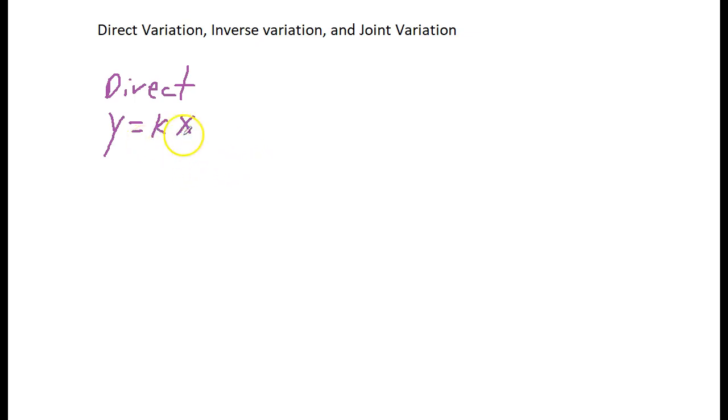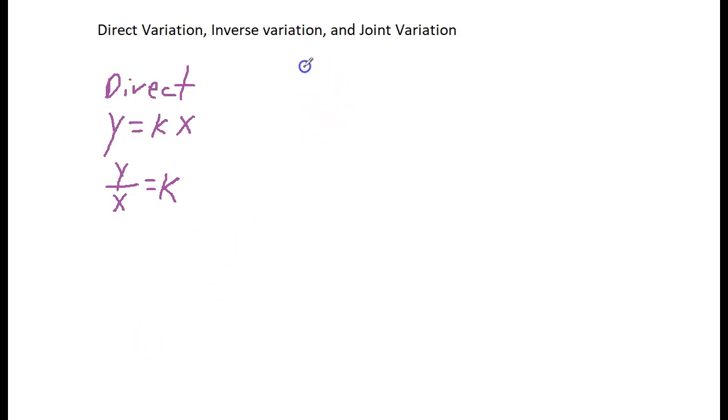Now, if I were to solve this for the constant k, that means having x and y on the same side of the equal sign, it would be y divided by x equals a constant k. So one way to test for direct variation is take all the y values, divide by all the x values. If you always get the same number, then your relationship is direct variation.